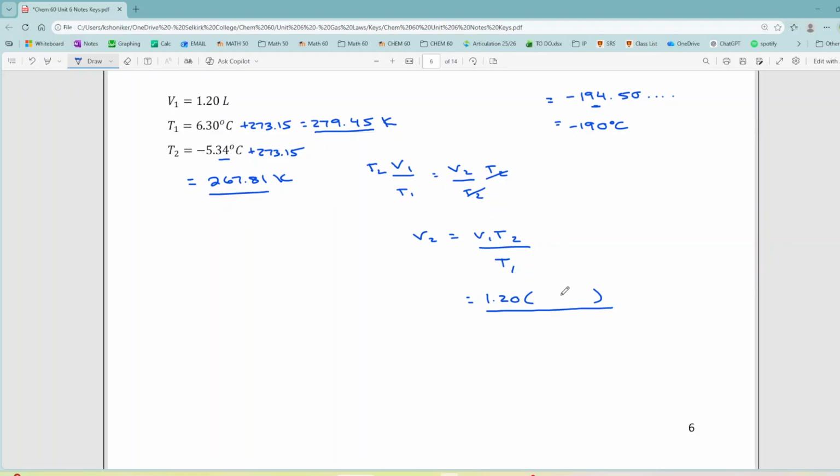So in here, I'm going to put in for T2, I'm going to put 267.81. And for T1, I'm going to put in 279.45. And then I'm just going to plug this in. So 1.2 times 267.81 divided by 279.45, which, now I've got that volume of 1.20 liters. So I'm going to answer to 3 sig figs and get 1.15 liters as my final answer.